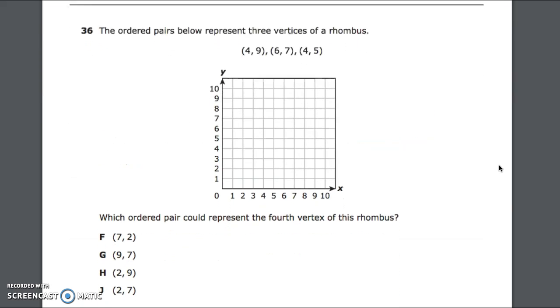Number 36. The ordered pairs below represent 3 vertices of a rhombus. Which ordered pair could represent the 4th vertex of this rhombus?